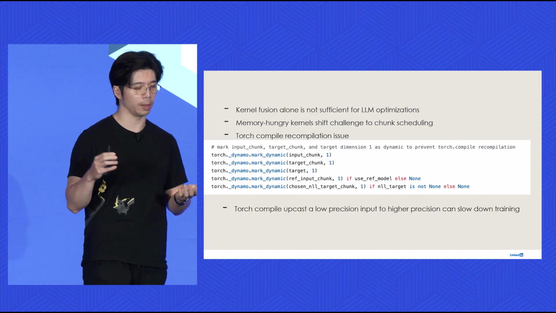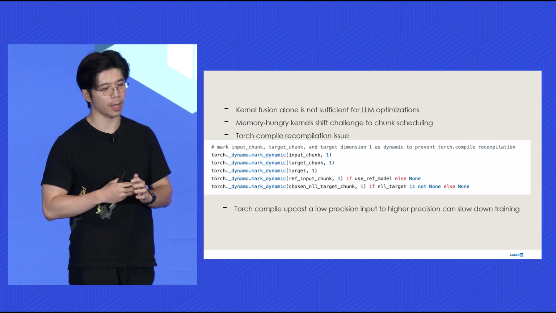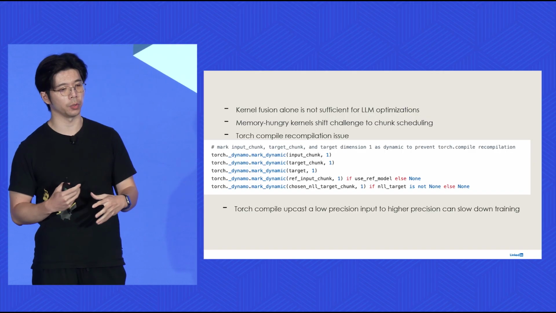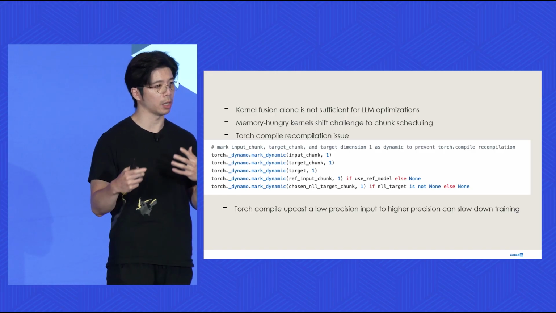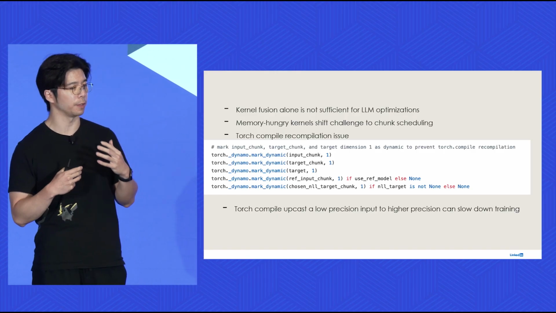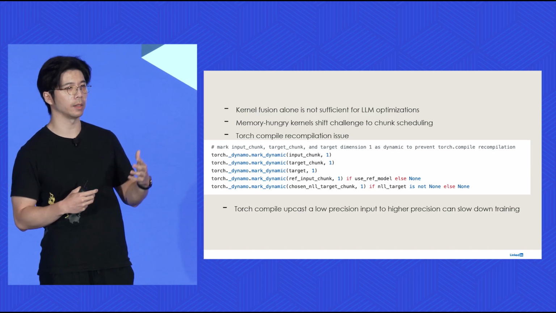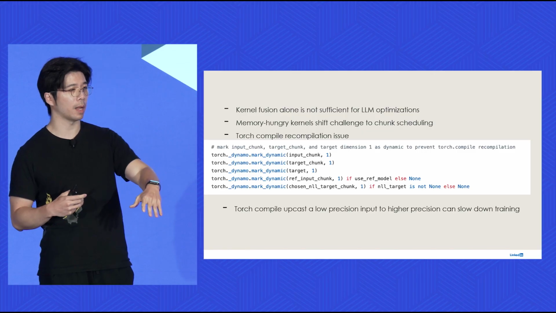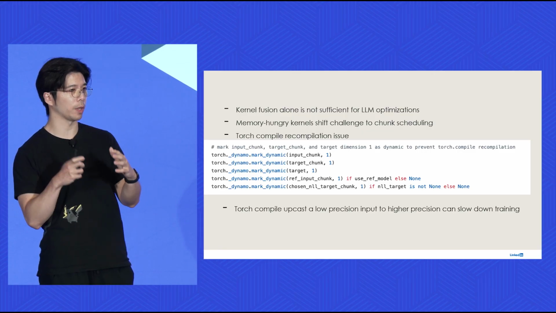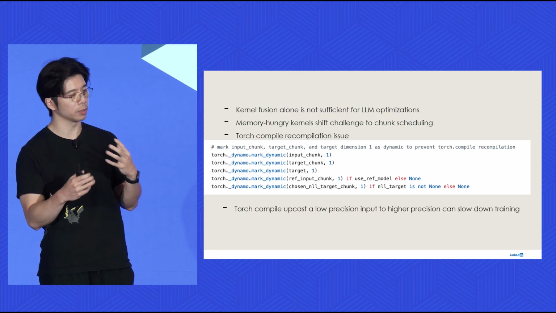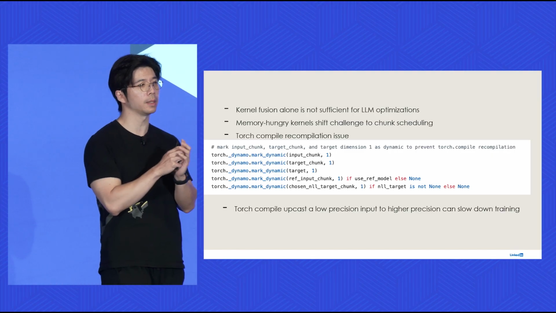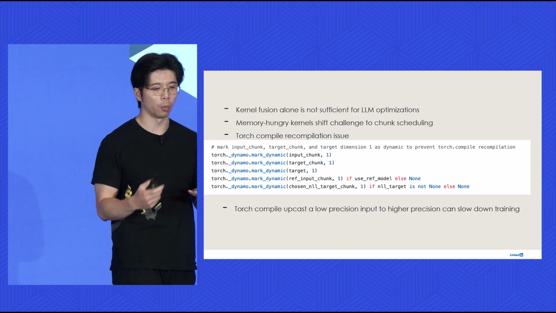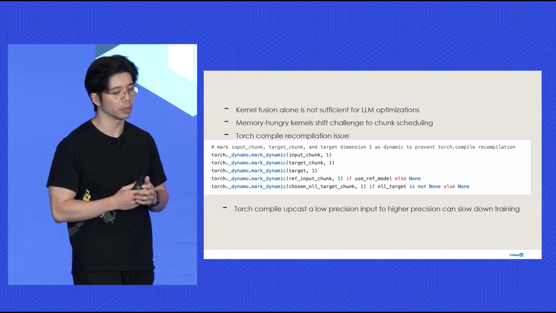That brings up the second learning that we have, which is that memory-hungry kernels shift the challenge to how we schedule the chunk processing even more efficiently. If there's a way to dynamically stream the batches throughout the pipeline and make sure that we maximize the tensor core utilization while still within the memory limits, then that would be the most ideal situation. And third is more about our experiences playing with torch compile.